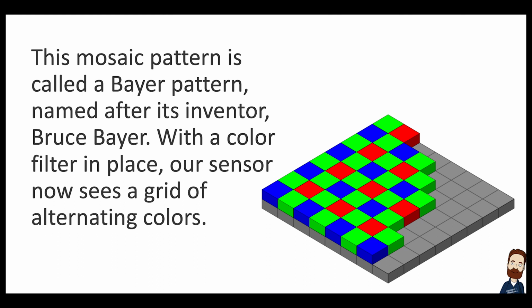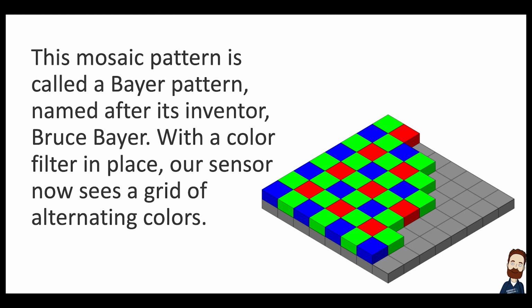Now, this mosaic pattern is called a Bayer pattern, and it's named after its inventor, Bruce Bayer. Essentially, you can also call this a color filter array. With this color filter in place, our camera sensor now sees a grid of alternating colors. This happened back in 1976 when an engineer at Kodak created this, and it's named after him because his last name was Bayer. Now, this color filter array is the most common configuration over all digital cameras. I think Fuji is the only one that doesn't use this one. They use something called Foveon.